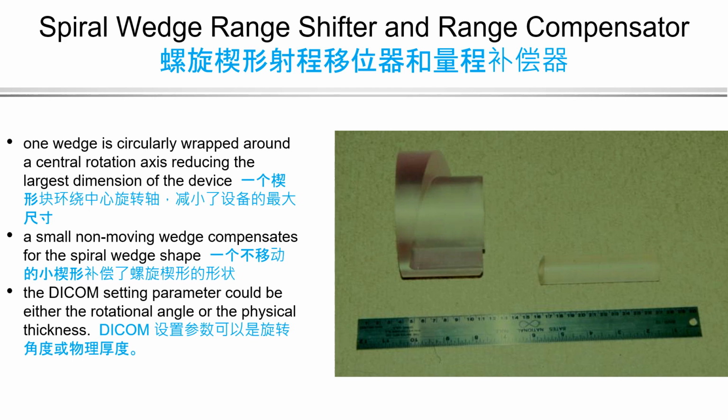Another variation of the dual wedge type is to wrap one of the wedges circularly around a central rotation axis. This reduces the largest dimension of the device. In this case, most of the range shifting is done by only the spiral wedge, and a small non-moving wedge compensates for the spiral wedge shape. The DICOM setting parameter for transmitting the thickness from the planning system to the delivery system can be either the rotational angle or the physical thickness. The device shown in this picture was used for a dedicated eye treatment beamline, where the beam spot passing through the wedge, placed at the upstream end of the radiation head, was only a few millimeters in diameter.